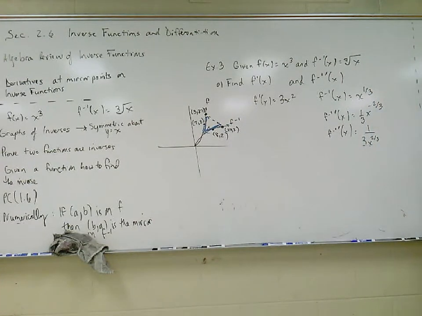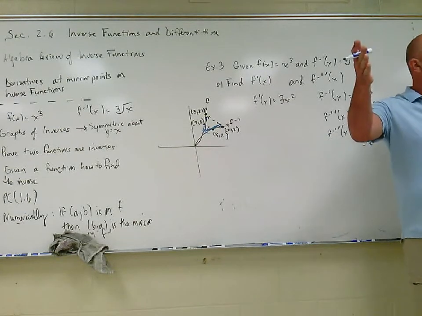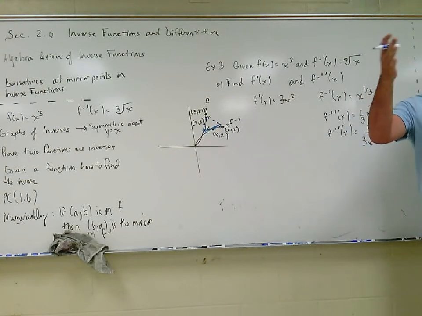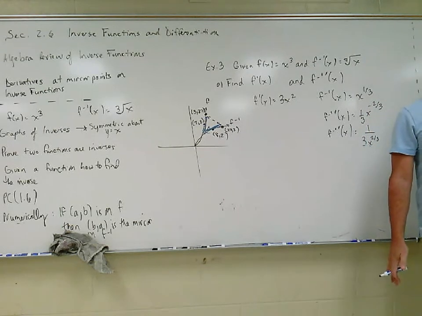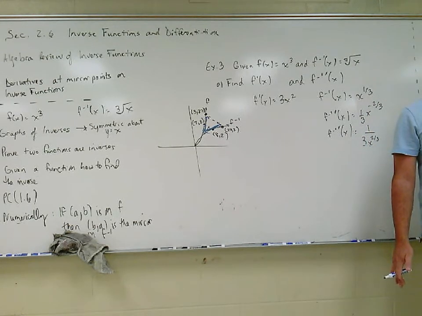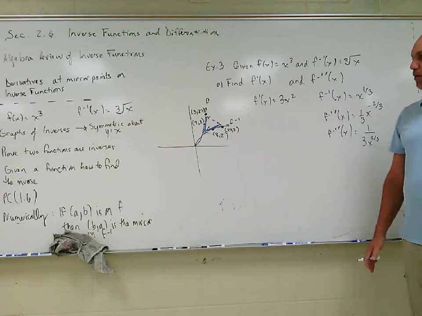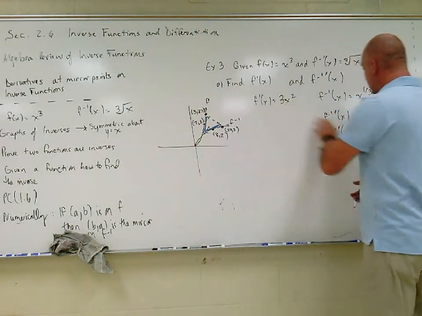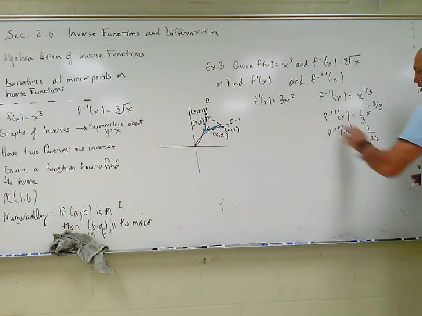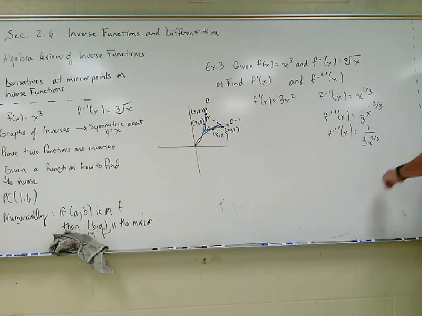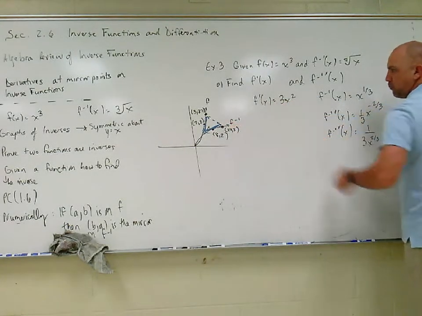So let's see if what was happening before keeps happening. What was happening on lines? When I took the derivative of each line that were inverses, what happened with the slopes? They were reciprocals. So now, I've taken my derivative, and these are not reciprocals of each other, but let's see what happens when I plug the point in.